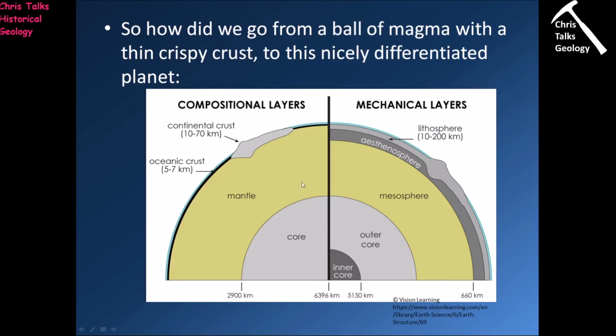Now, these two types of differentiation will obviously not align, as you can quite clearly see. The inner core and outer core are separate based on their mechanical properties, but they have the same chemical composition, so they are combined when you consider them as part of a compositional system. So, just bear that in mind.